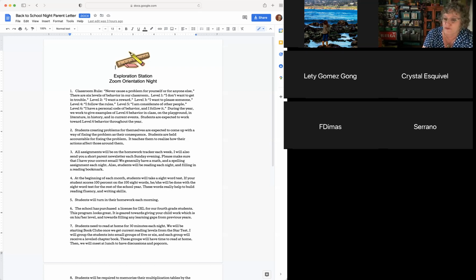Students turn in their homework each morning. When they walk in, we collect homework. On number 6, it says the school has purchased a license for IXL for our 4th grade students. IXL is a pretty good program. We don't do it in class, but if you would like to do it at home, it gives your student work at his or her level.